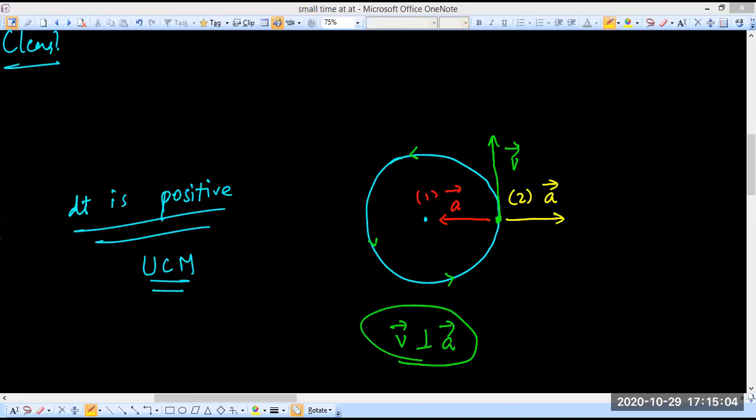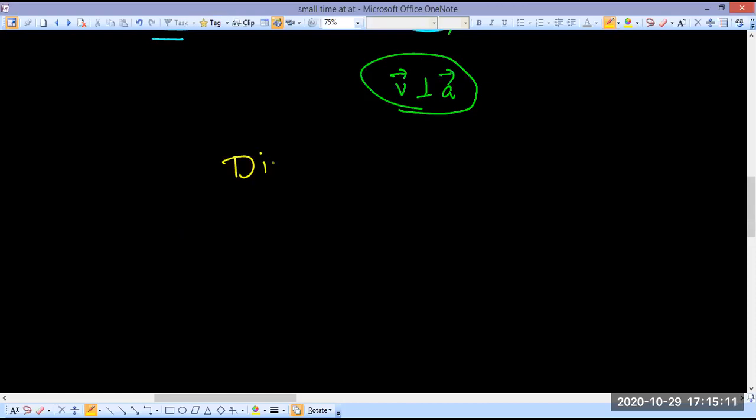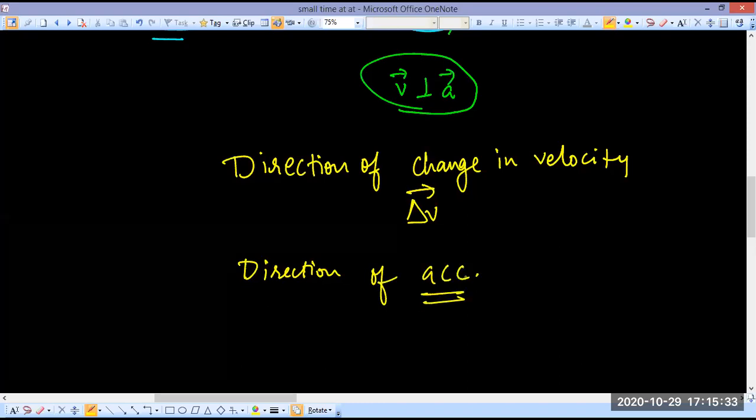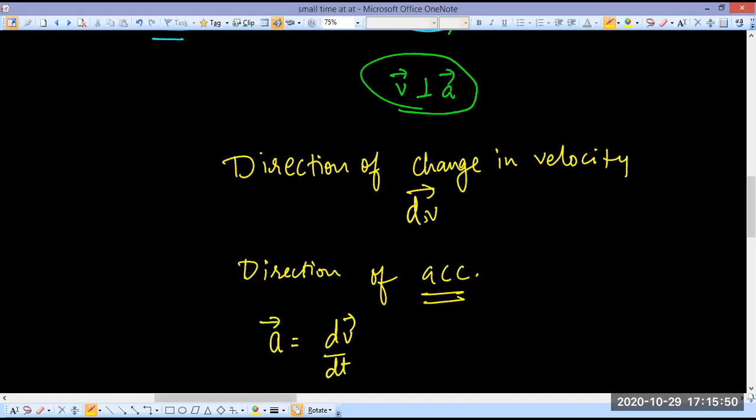Okay, so either one or two. But do you remember one sentence that we wrote earlier in the previous chapter? Direction of change in velocity, that is delta v vector, should be same as direction of acceleration. Why so? Again, multiplication of scalar with a vector. Here you can write delta v or dv, it doesn't matter. Multiplication of scalar with vector, because a vector is equal to dv vector by dt. So dt is a positive scalar. That's why direction of this and this has to be same.